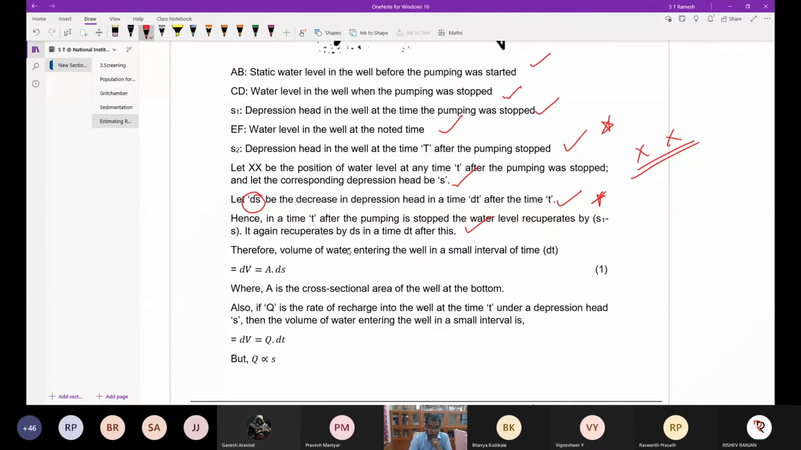Now in the time t after the pumping is stopped, what will happen? The water level recuperates with the head of S1 minus S, and it again recuperates by ds in a time dt after this. Please make a note of this. It's very simple: you just pump out, allow the drawdown to happen, stop the pump and allow the water to recuperate further to the original level or to a particular drawdown value.